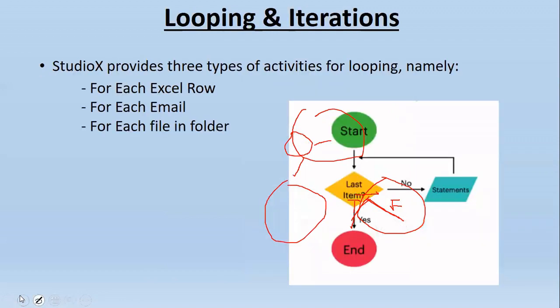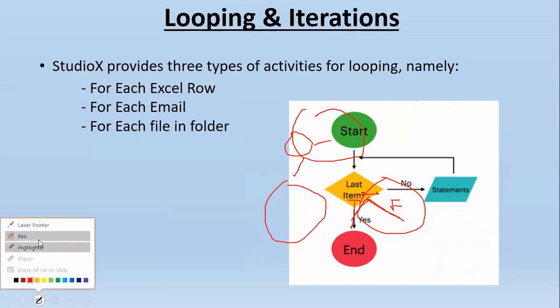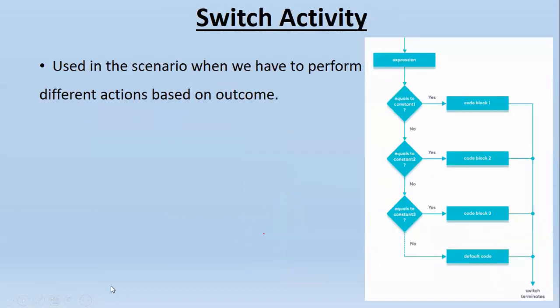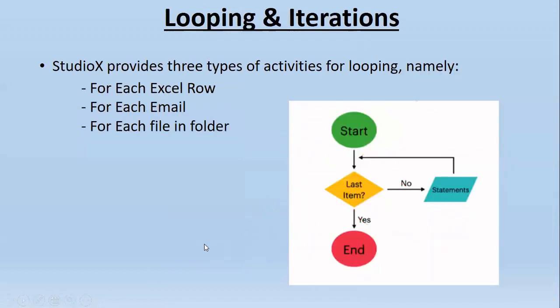Now moving further to the looping, which is iterative statements. So what do we mean by looping, or what do we mean by iterations? Let me just erase it. So if a certain set of activity we have to perform a lot many times, then we go on with looping, which means, so first of all, StudioX provides three types of activities. One is for each Excel row, the other is for each email, and the third is for each file and folder.